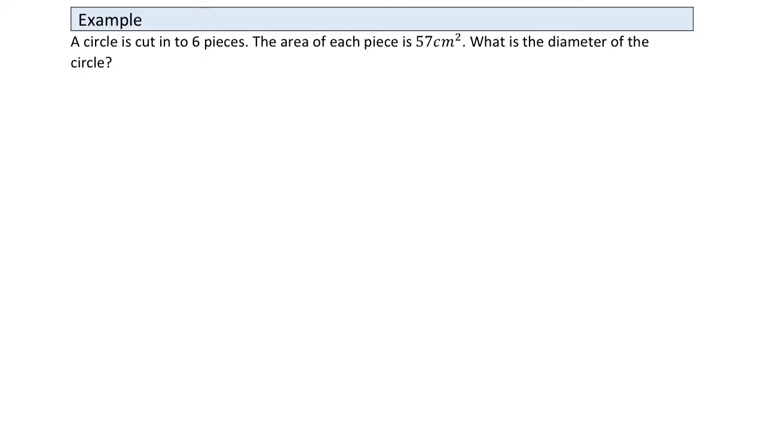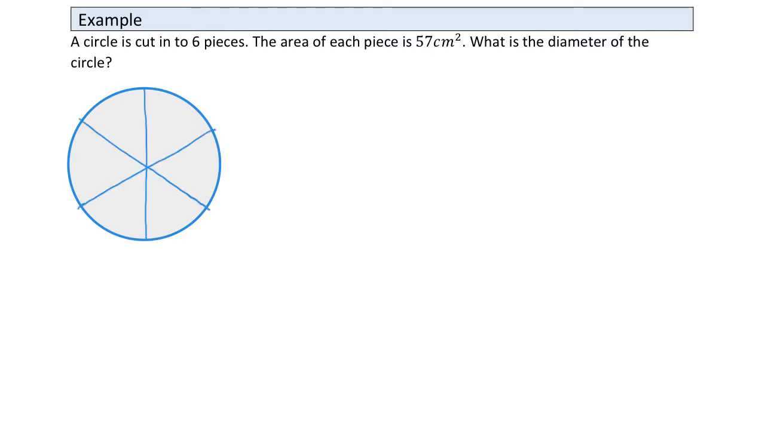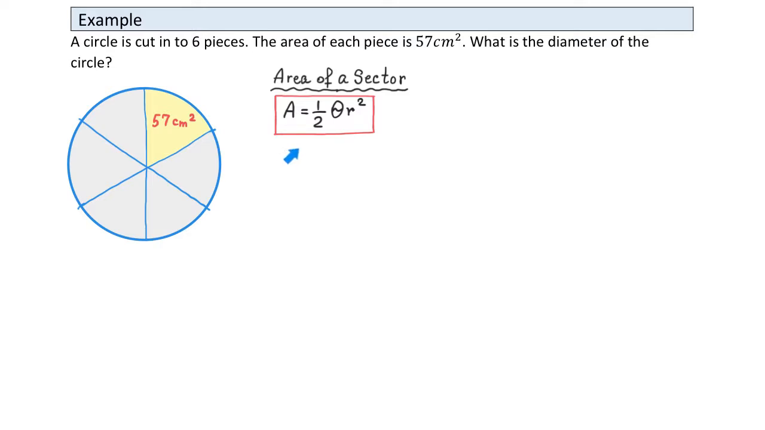Let's start by drawing a circle. This circle has to be cut into 6 pieces. The area of each piece is 57 square centimeters. So what we have here is the area of a sector of a circle. Now recall the formula for the area of a sector, that is A equals 1/2 theta r squared. If in this formula we replace A and theta with numbers, then we can solve it and find the radius. Then once we know the radius, we can multiply it by 2 and find the diameter.